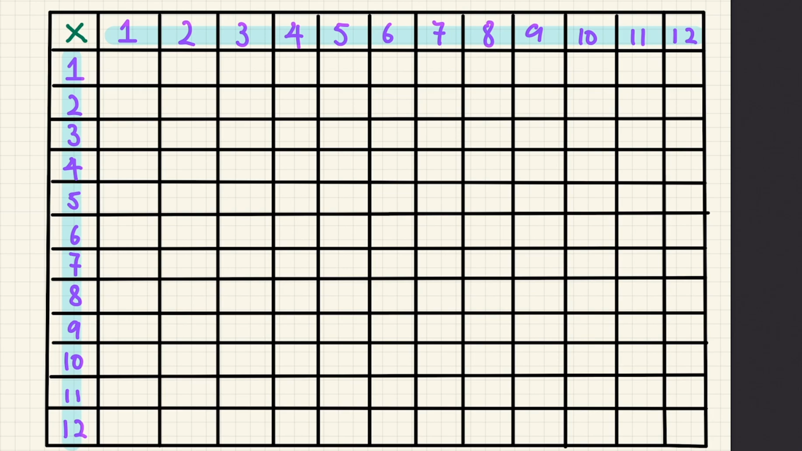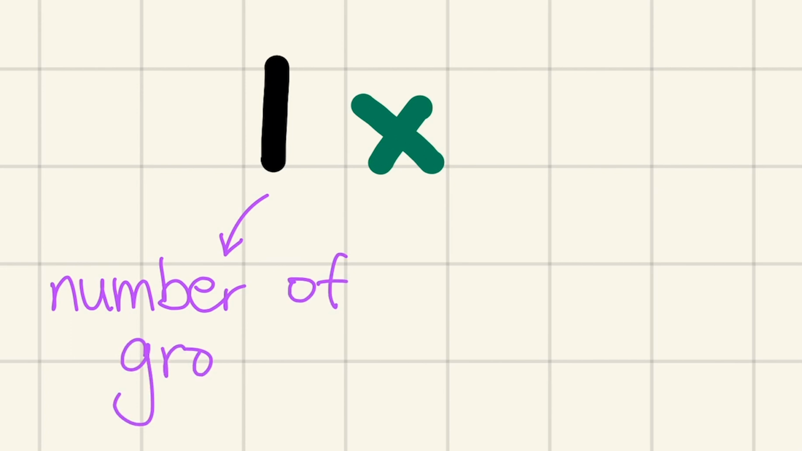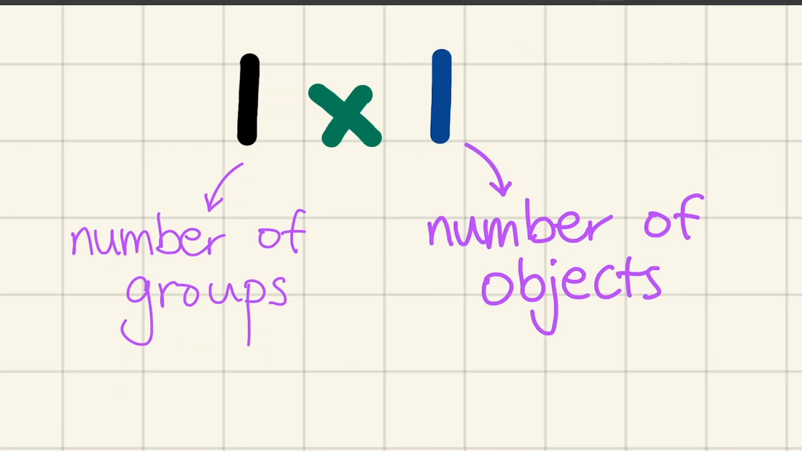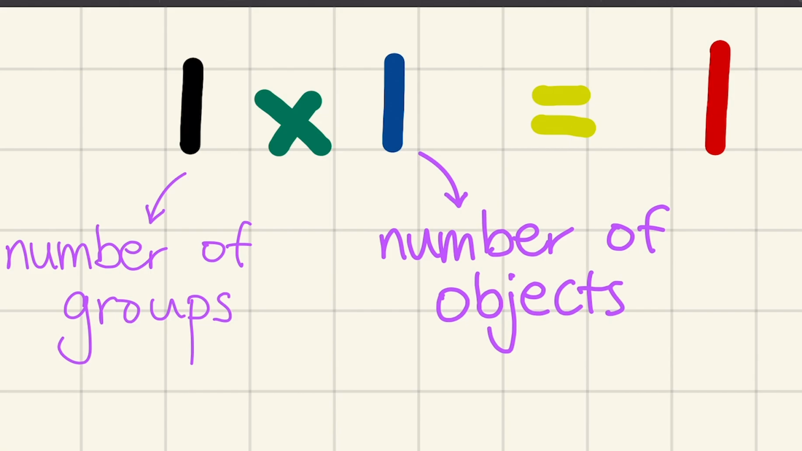We can think of the question this way. The number before the sign means the number of groups, and the number after the sign means the number of objects. In this case, we have one group of one object, so the answer will be 1.